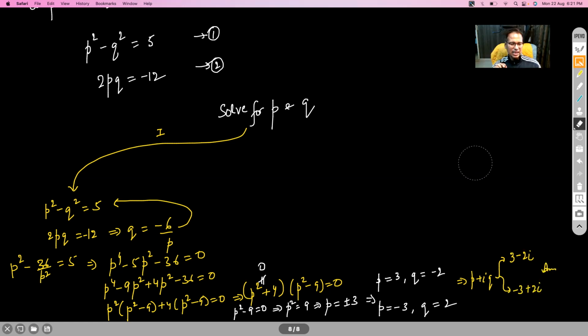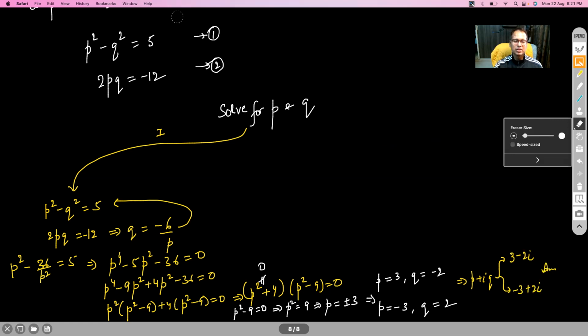Clear? Any question, any concern here? Anybody has any doubt in this? Kindly highlight and note it down because I'm now going to move on to the next method.